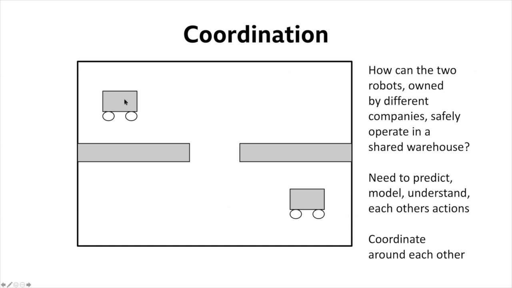So here we've got a very simple scenario, and this is a warehouse which has two robots in it. And these two robots are owned by different companies. So these two robots are servicing this warehouse. They're keeping the shelves stocked within this warehouse, but they are doing that with different preferences, with different goals, with different priorities. The company that owns this robot here does not care about the company that owns this robot here.